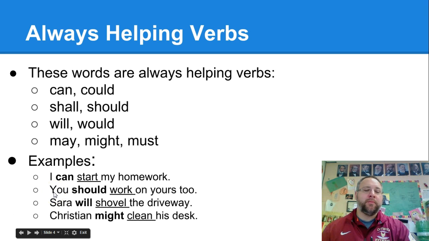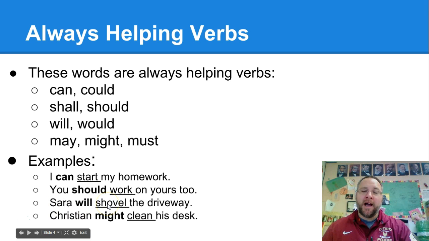The second example, you should work on yours too. Work. Can you work? Yes, you can. Look at the word before work. Should. Does it tell me when the action takes place? No. Does it tell me its likeliness to happen? Yeah, you should work.